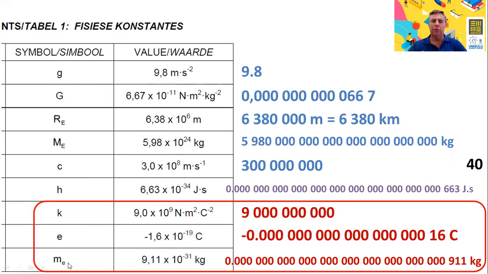And then me, which is the mass of the electron, is also, in fact, an even smaller number because the exponent is minus 31. So just be aware of the differences between those numbers, but obviously don't try to remember the numbers, just take them from the table and make sure you can do scientific notation correctly, particularly with positive exponents and negative exponents.